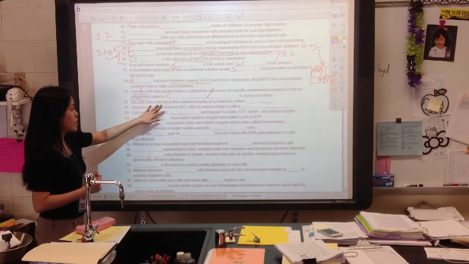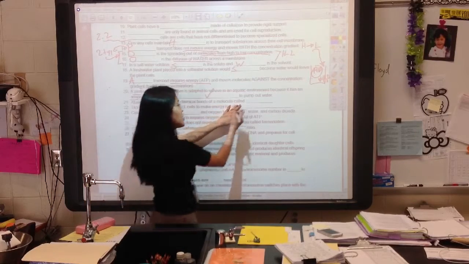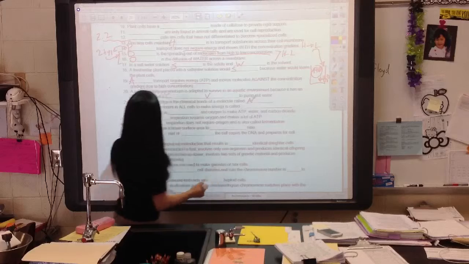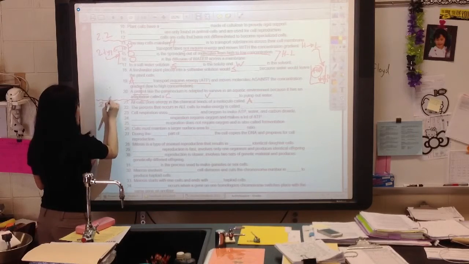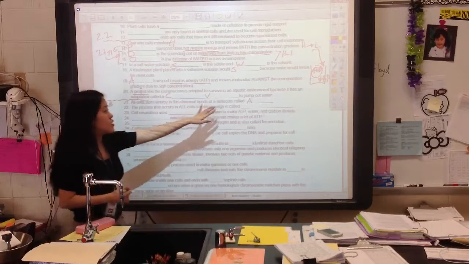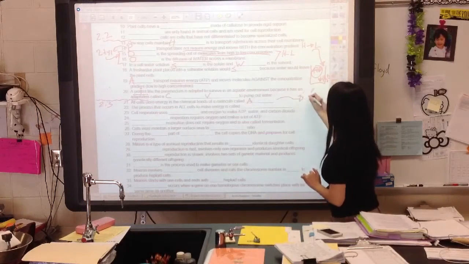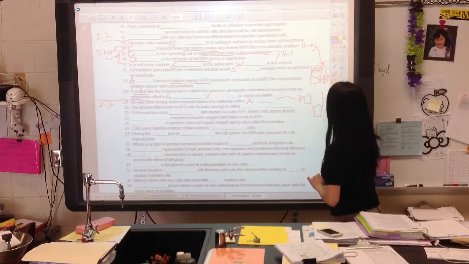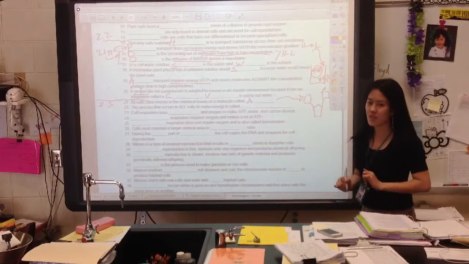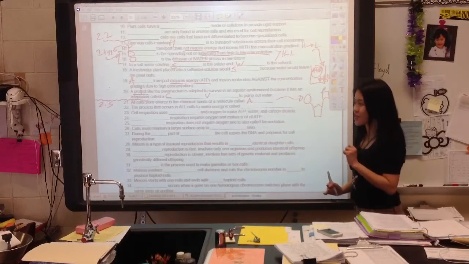21. All cells store energy in the chemical bonds of a molecule called, starts with an A, and actually with 21, we're moving into section 2.3. Okay? This structure right here, we do need to know the shape of it. It was very similar to our nucleotide that we've seen before. Okay, it looks very similar to a nucleotide. Starts with an A. It's actually only 3 letters long.